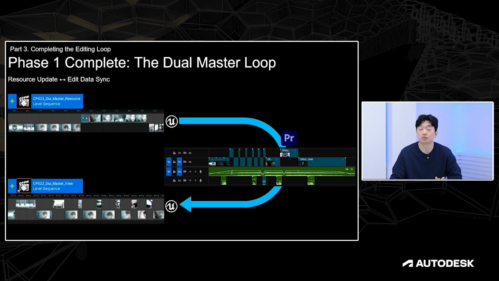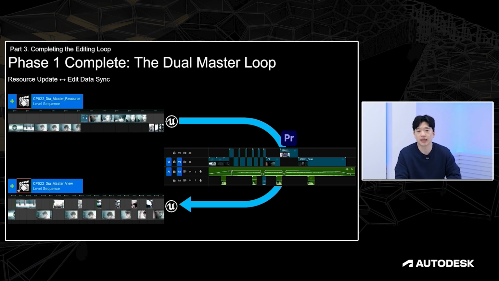This shows how the process works. Renders start in the resource master in Unreal and move into Premiere, where the editing takes place. When the edit is finished, the updated edit returns to Unreal and updates the edit master. If a single shot is modified in Unreal, we render only that shot through MRQ, and Premiere automatically updates it.